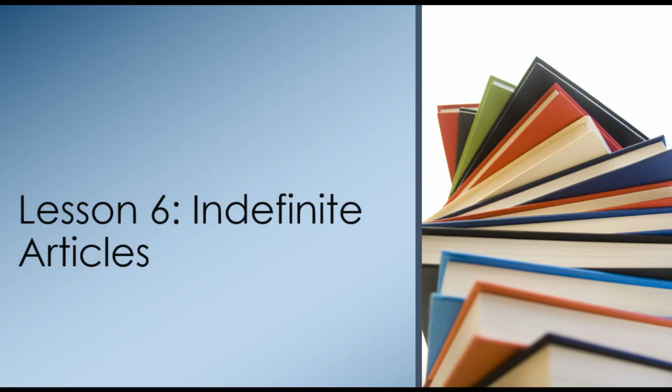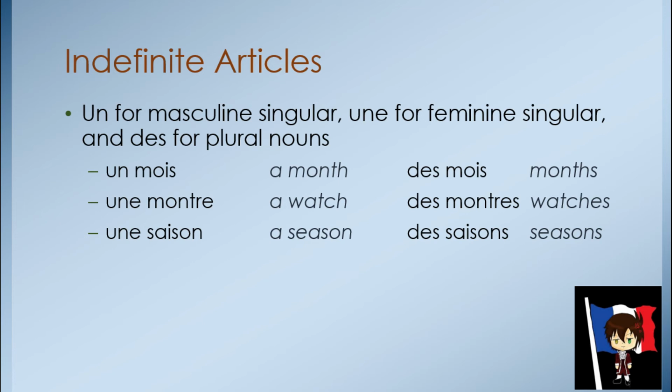Okay, so lesson 6 na tayo. Indefinite articles. Alright, so for indefinite articles, we have un for masculine singular, une for feminine singular, and des for plural nouns. First one, we have un mois, a month. So, un is the counterpart na is le. Pag definite article, le. Pag indefinite, that's un. So sa English, ito yung a or an. For next one, we have des mois. So that's months. Plural ng month is months, so that's des mois.